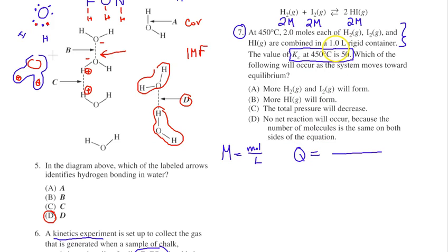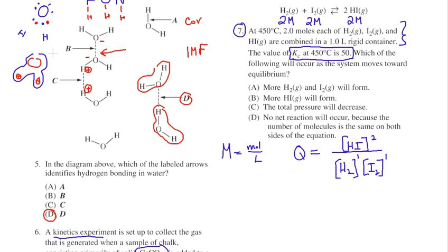Coefficients become exponents. Solids and liquids do not apply because they do not have a molarity. So what's my product? My product is HI, and we put a bracket to show concentration. I put that squared because there's a coefficient. Then I have an H2, and then I have an I2. The coefficient will be a 1 there, but you don't have to write it. So there's my Q, and I know that I have 2 molar of everything.